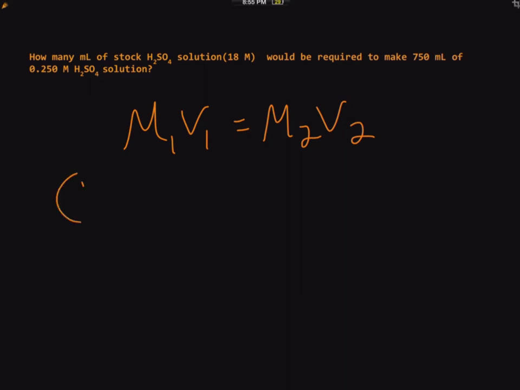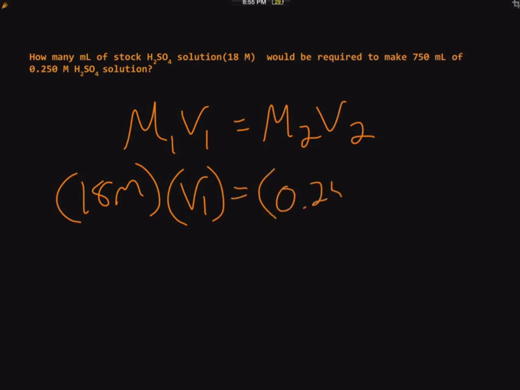So we're just plugging in the numbers we have: 18 molar times that starting volume that we're trying to find, equals a 0.250 molar solution, and we want 750 milliliters. In these problems, the volume units don't really matter unless you're asked specifically, which you are in this case, milliliters. If you were given liters, your answer would come out in liters. If you're starting with milliliters, your answer comes out in milliliters when you're doing these types of problems. So just keep that in mind.